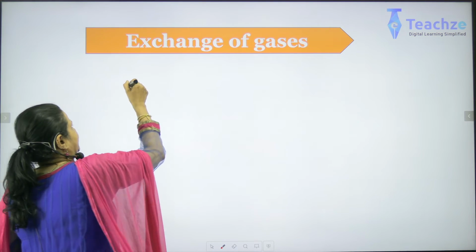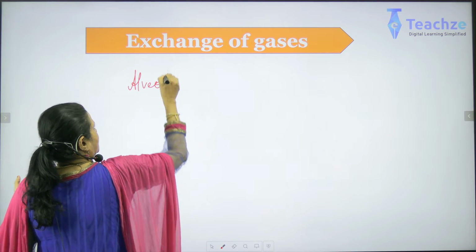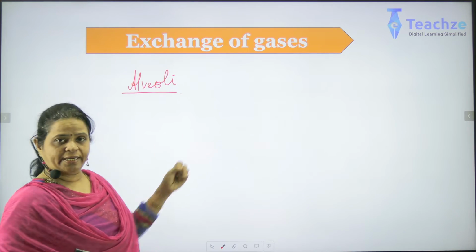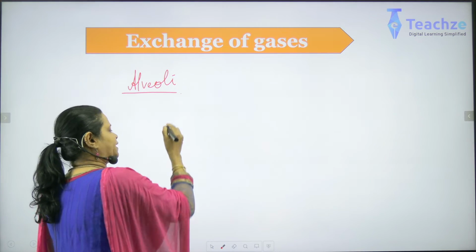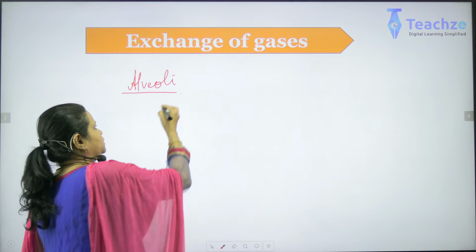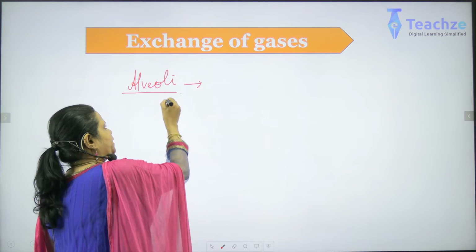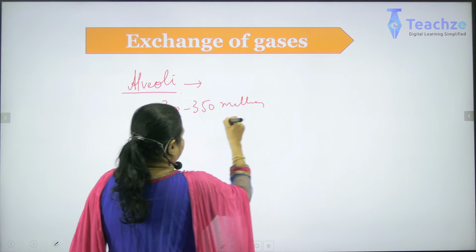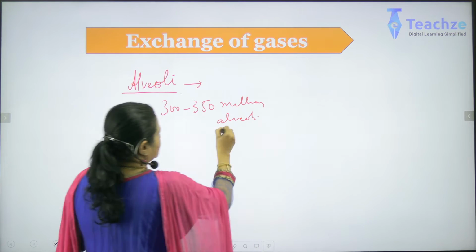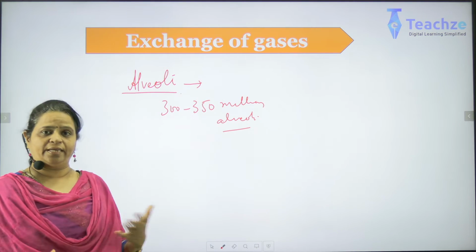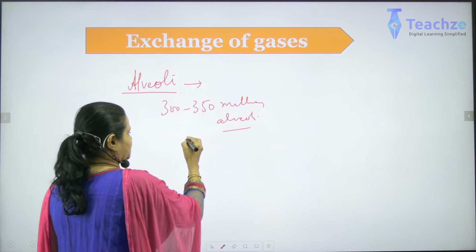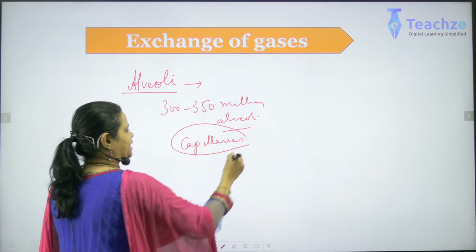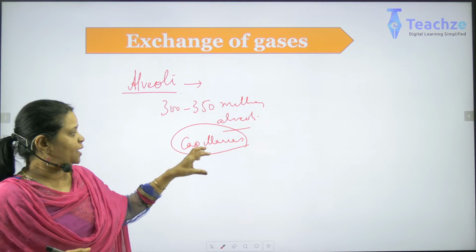Now, where does the exchange of gases take place? The exchange of gases takes place in the alveoli. And we already talked about it. Alveoli has a great absorptive capacity and it is extended, and there are about 300 to 350 million alveoli. So at a higher rate, this will help you in exchange of the gases. The exchange of gases occurs at a point where there are a lot of capillaries, and the capillaries exchange these gases with the tissues.